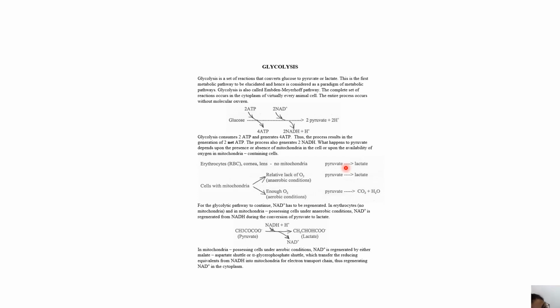right? Then, for the glycolytic pathway to continue, NAD plus has to be regenerated. In erythrocytes, which have no mitochondria, and in mitochondria-possessing cells under anaerobic conditions, NAD plus is regenerated from NADH during the conversion of pyruvate to lactate. And in mitochondria-possessing cells under aerobic conditions, NAD plus is regenerated by either the malate-aspartate shuttle or the alpha-glycerophosphate shuttle, which transfer the reducing equivalents from NADH into mitochondria for the electron transport chain, thus regenerating NAD plus in the cytoplasm.